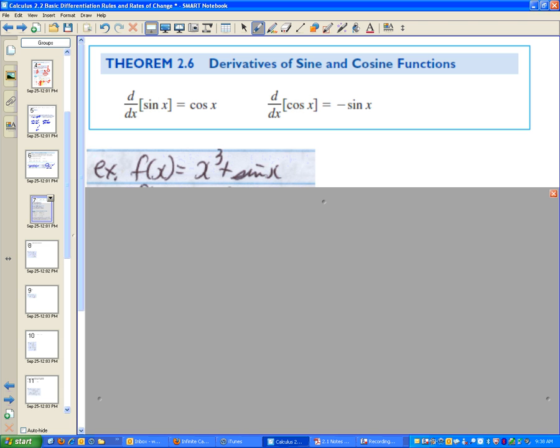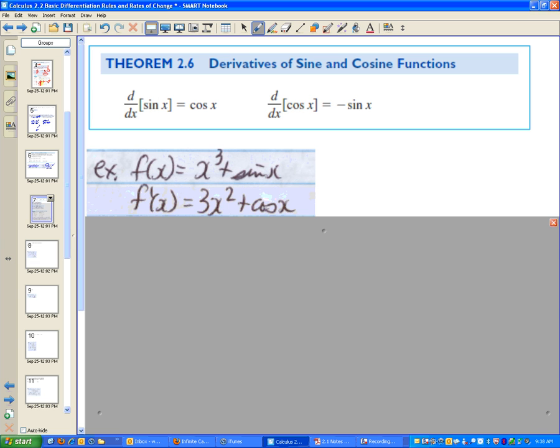So if f of x equals x cubed plus the sine of x, f prime of x will equal, what's the derivative of x cubed? This is about the third or fourth time we've had it. Not 2x squared, 3x squared, and now we know that the derivative of the sine of x is the cosine of x. Now look, that's a simple problem, and in a month, you'll be begging for those.